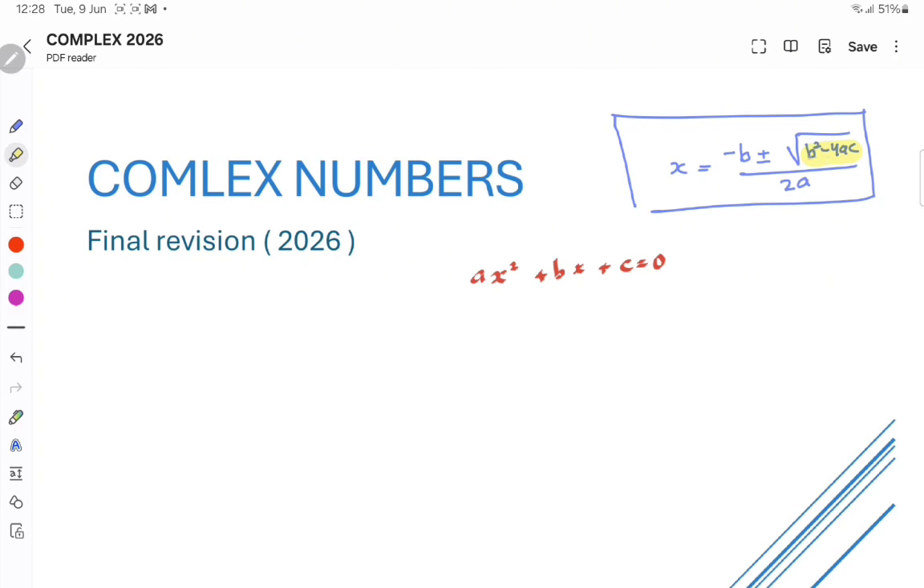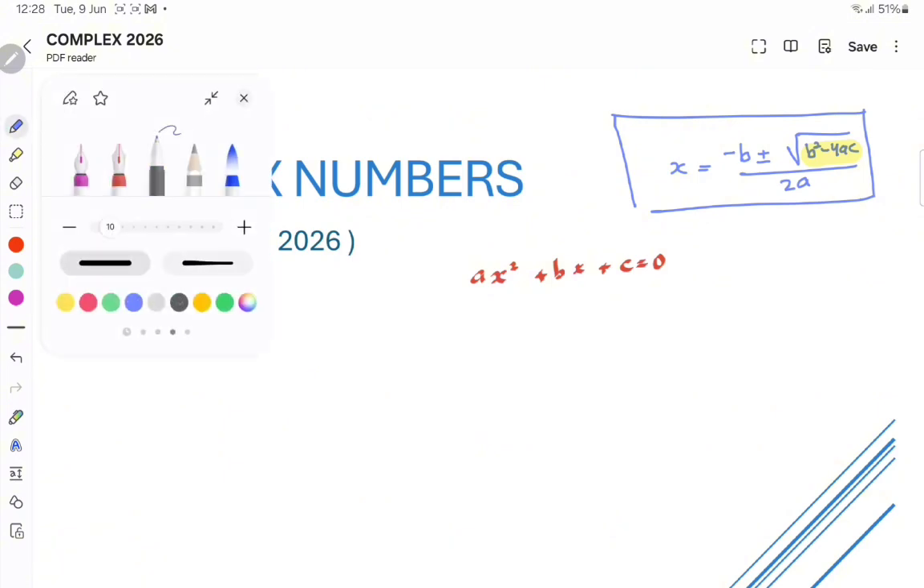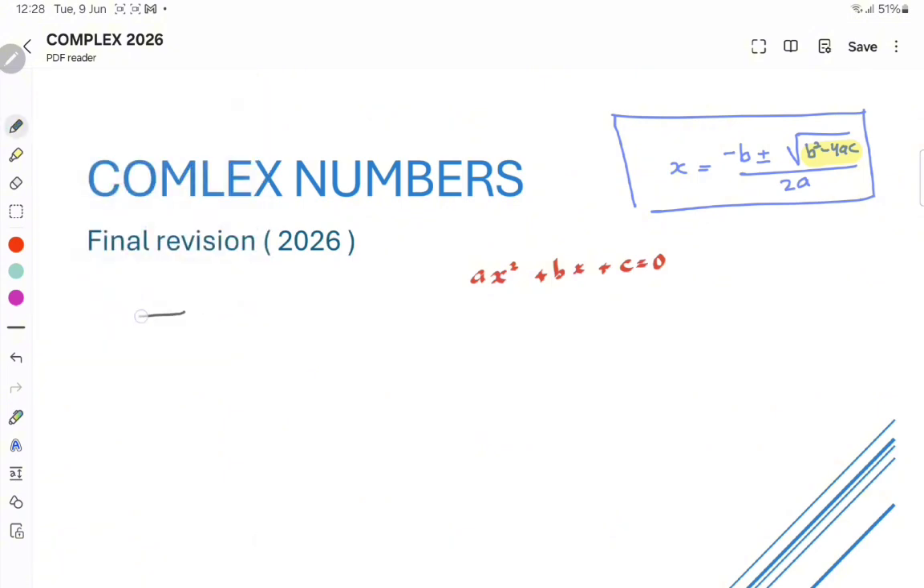Why? Because it lies under the root. We don't have a square root for a negative value. For example, if you have root of negative 4, what do we have to do? If you have root of negative 9, what do we have to do? We cannot do anything because no number multiplied by itself gives us a negative. So in complex numbers, we denote the root of negative 1 by i.